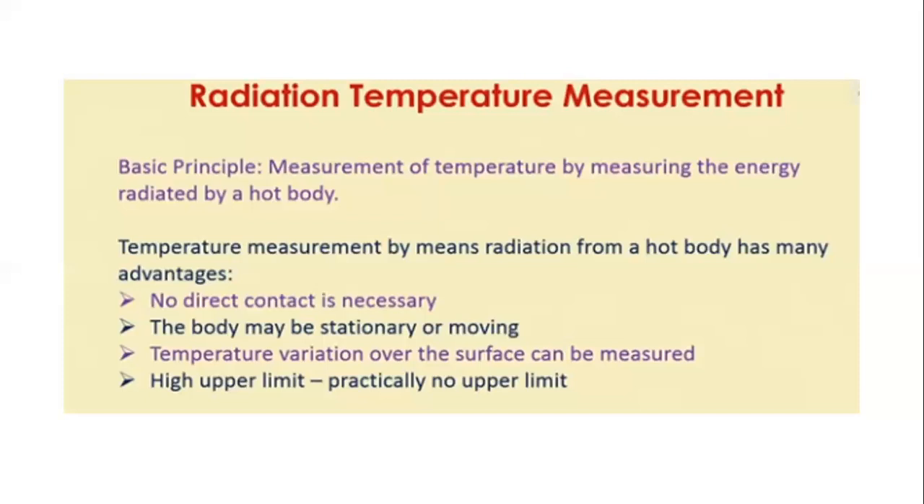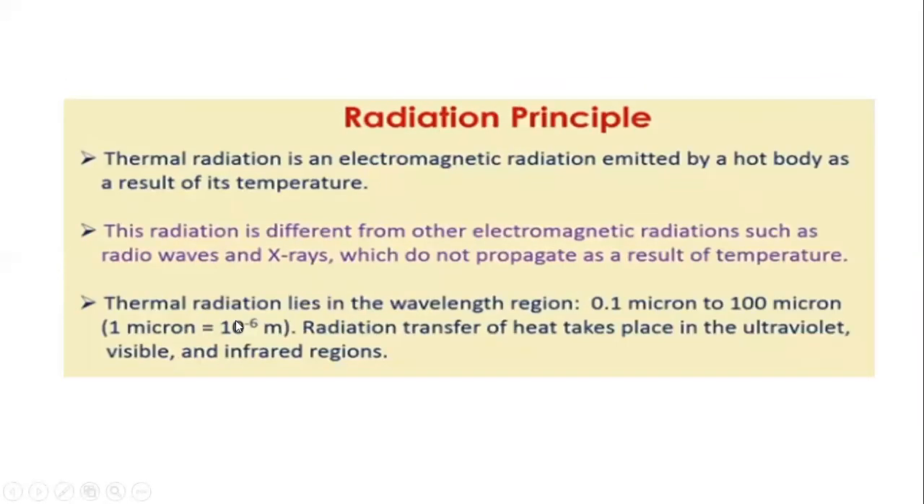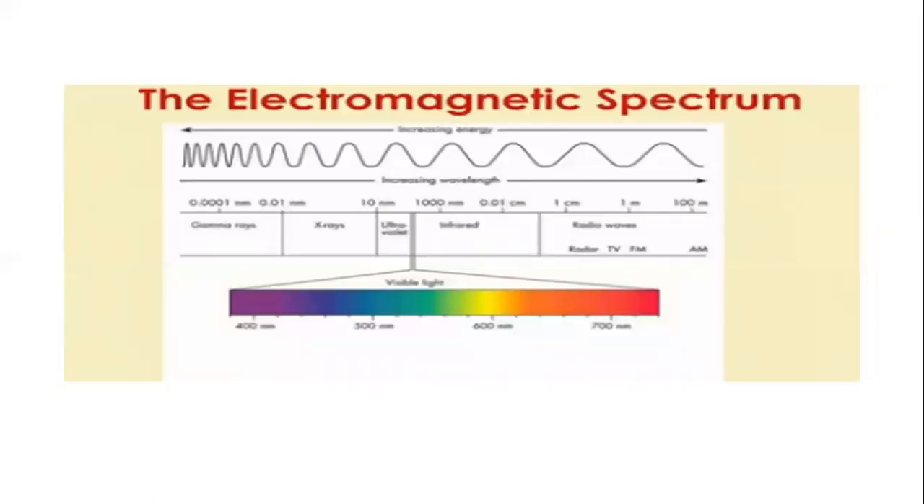So any particular body placed above 650 degrees Celsius can produce radiation due to that temperature. That radiation will consist of visible, ultraviolet and infrared radiations. That means it can produce electromagnetic waves similar to an electromagnetic spectrum.